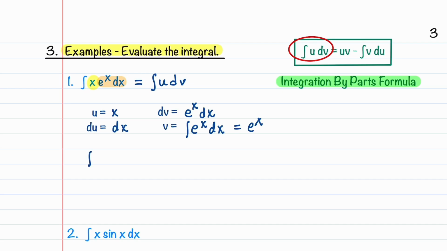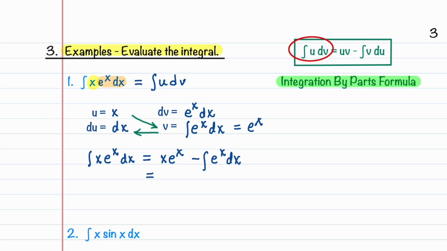This gives us the integral of x e to the x dx is equal to u times v. That's these two terms multiplied. So that is x e to the x. And then we're going to subtract off the integral of v times du. So I always make my arrow like this. And that helps me remember that we're subtracting. And v times du is e to the x dx.